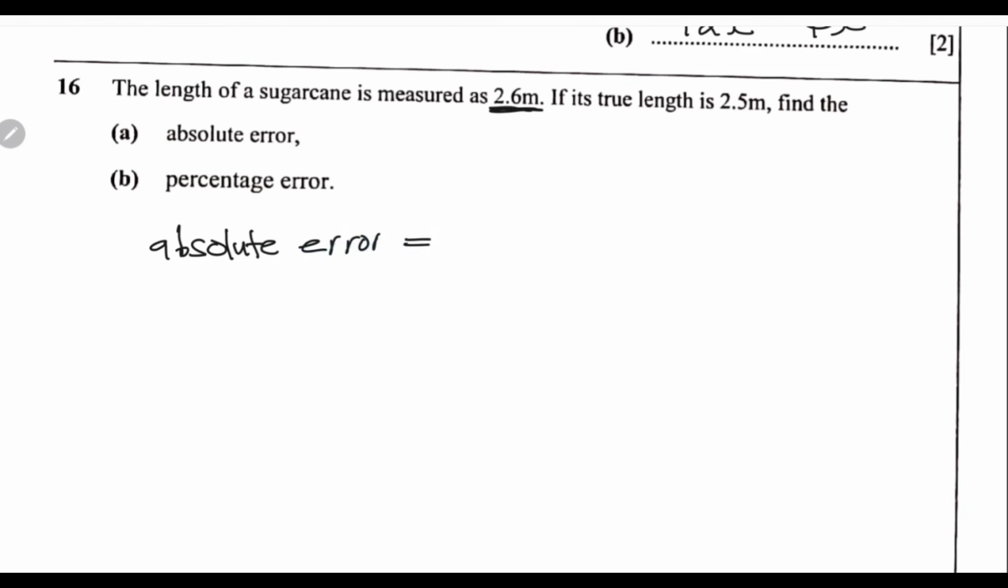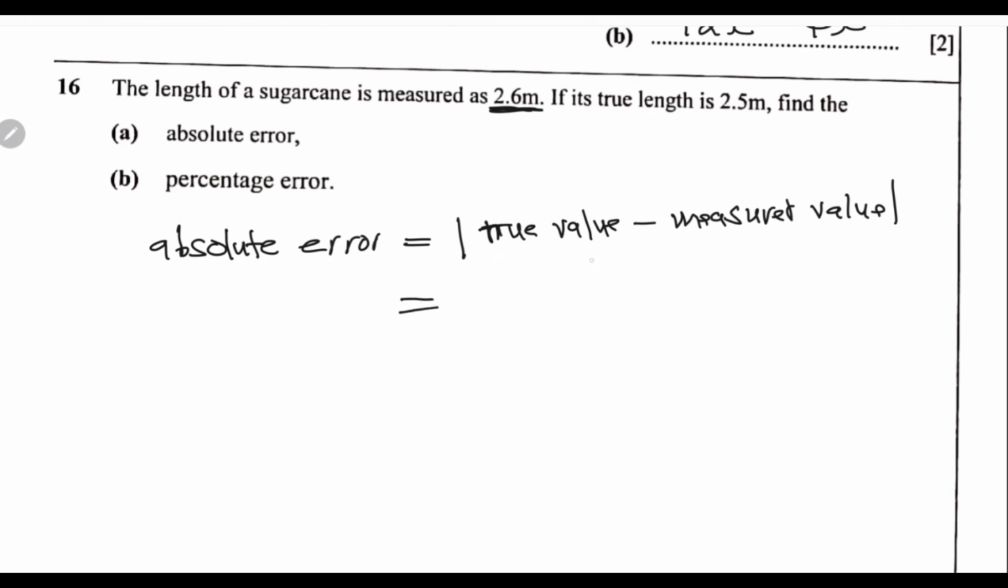So absolute error is equal to the absolute value of the true value minus the measured value. So this must be an absolute value. The absolute value simply means the absolute error should always be positive. So it is up to you. If you want, you can say measured value minus true value, or true value minus measured value. It will still be the same because we have the absolute value.